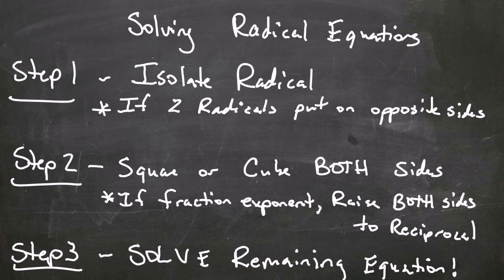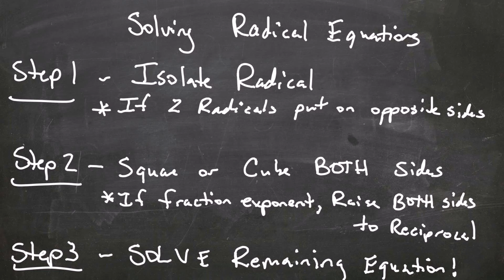So no matter what you see, the first thing you're going to have to do is isolate the radical. So you're always going to isolate the radical. If there's two radicals, they have to be on opposite sides. There is a case where one of the radicals cannot be isolated, and you have to square both sides twice, and those are like 36 and 37. All right. Step 2: square and cube both sides. If you have a fraction exponent, you raise both sides to the reciprocal.